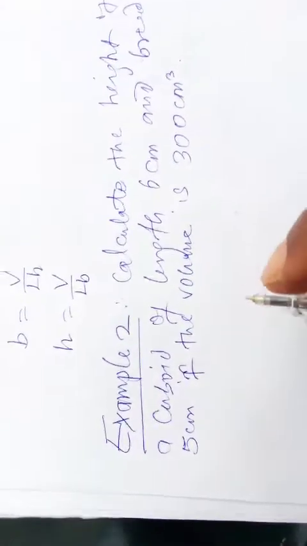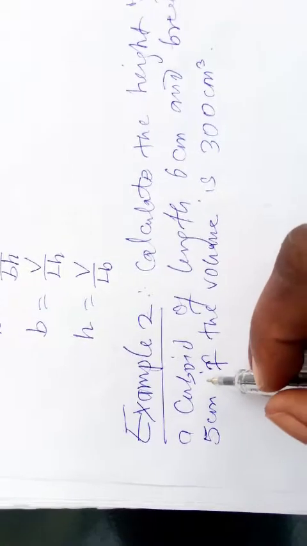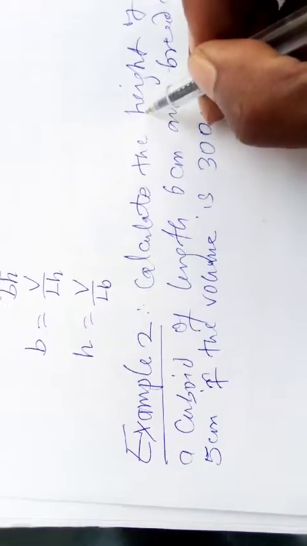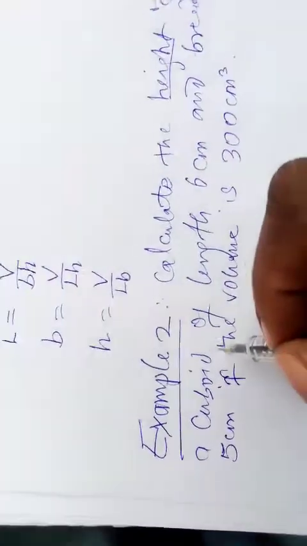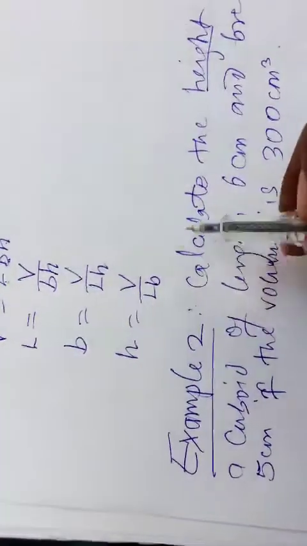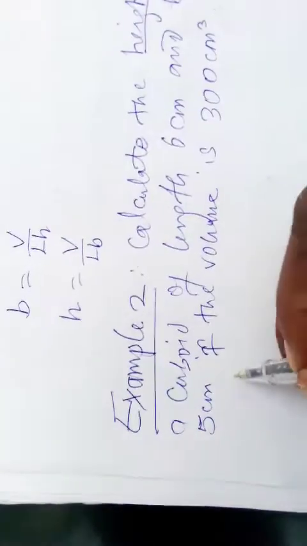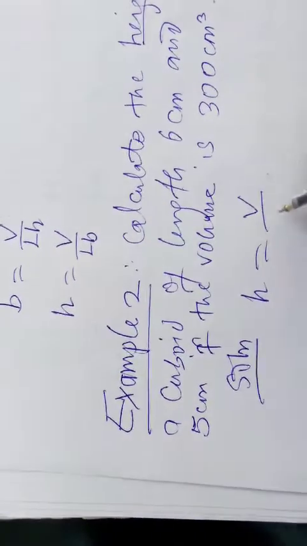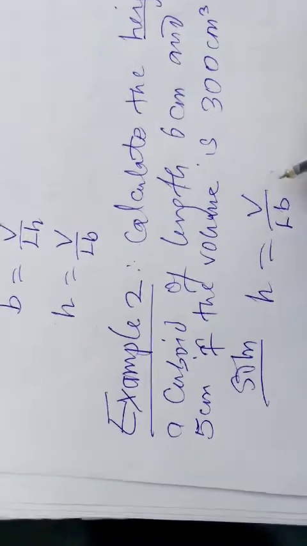Now let's see how we solve it. First, you have to look at what you are asked to calculate. You are asked to calculate the height. So you go back to the formula. Which formula addresses the height? Height equals volume over length times breadth. So you write the solution: height equals volume over length times breadth.